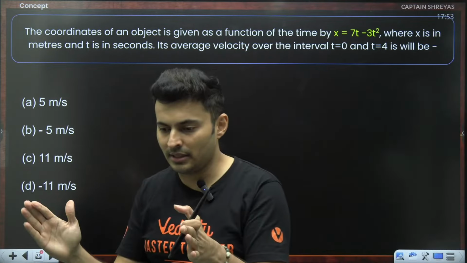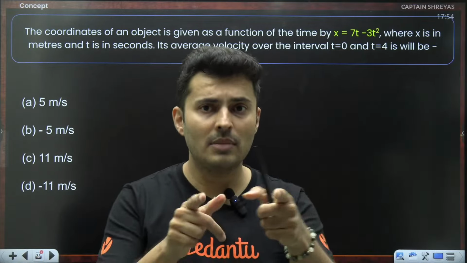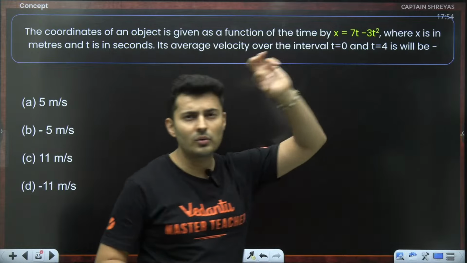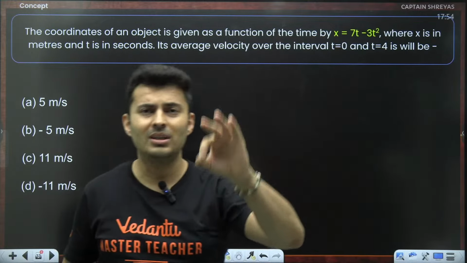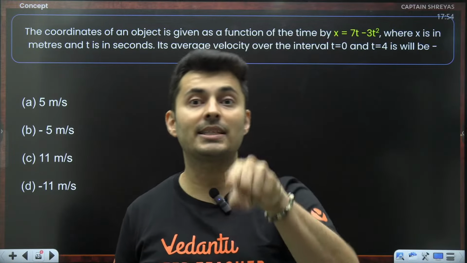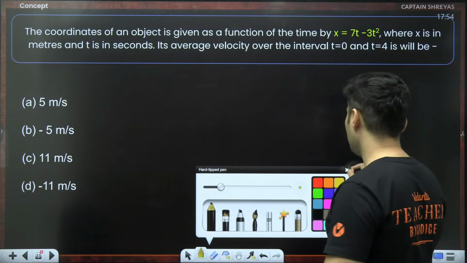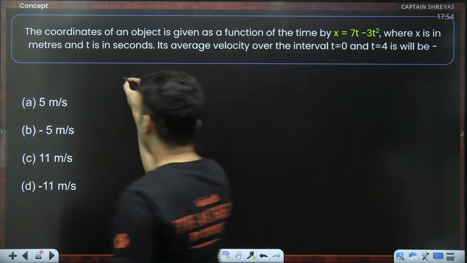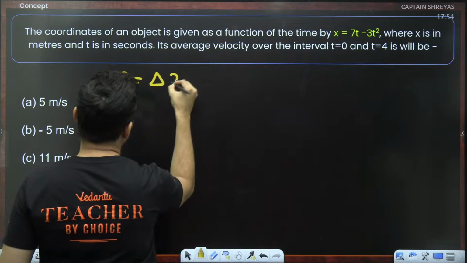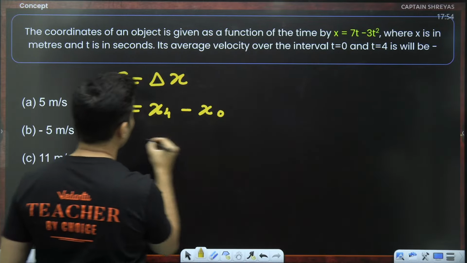Average velocity. Velocity is displacement by time. Time I already know, 0 to 4. What I do not know is the displacement. Displacement is change in position. So for finding displacement, I need delta x. That means x at 4 seconds minus x at 0 seconds.